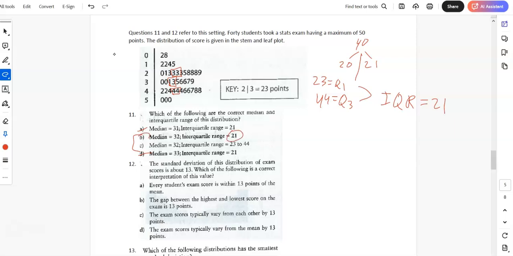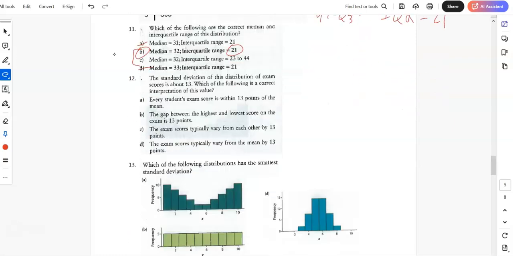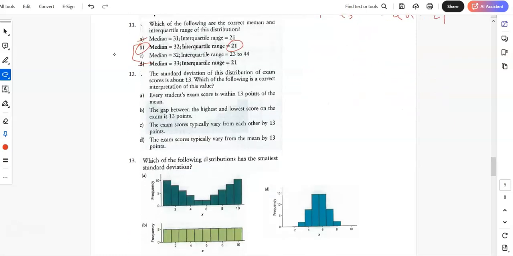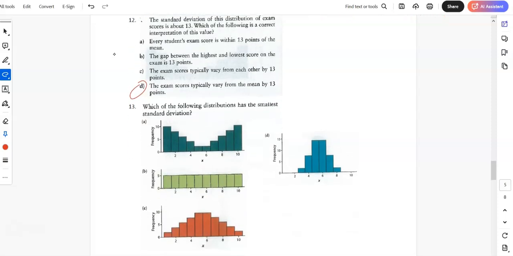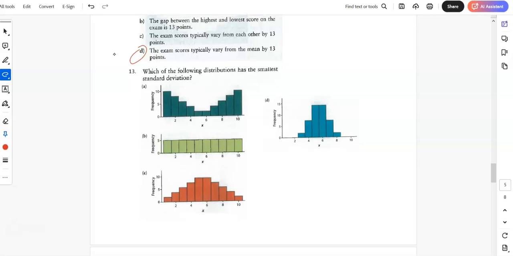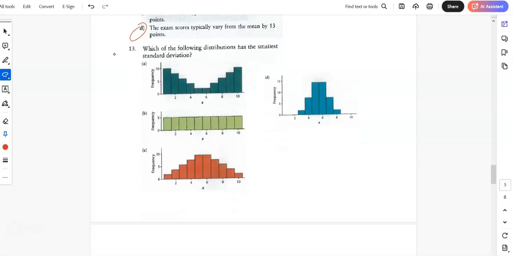So this one. Standard deviation of the distribution of the exam scores is about 13. Which of the following is correct interpretation of this value? So again, think of standard deviation as typical deviation from the mean. Oh, I love it. I mean, it's got to be that, right? It's got to be. I don't need to look at the rest. It's just beautiful. That's exactly what I was looking for.